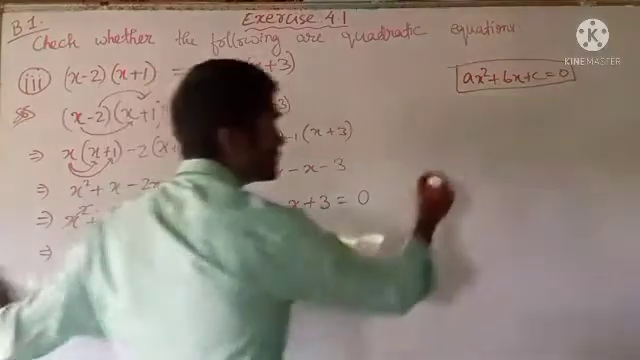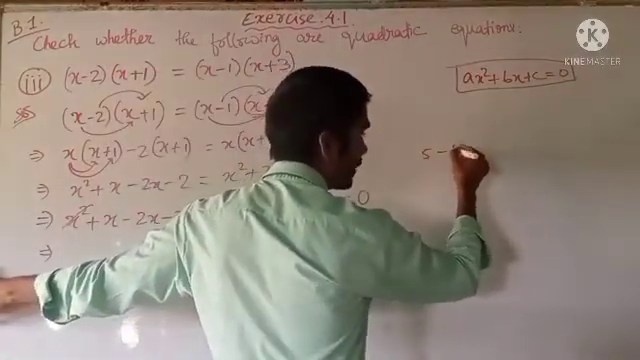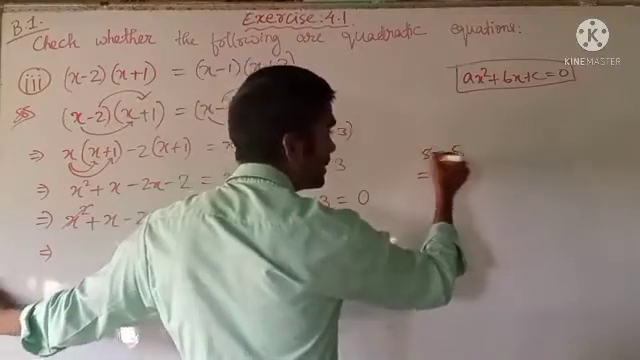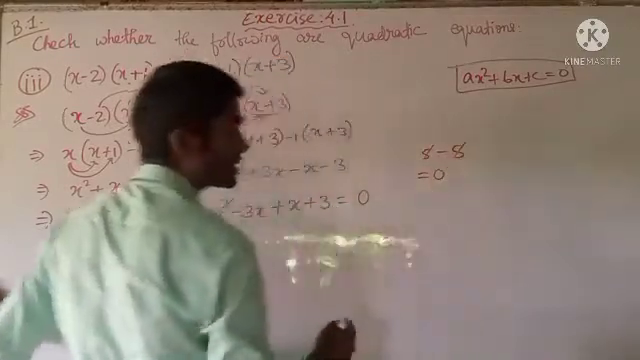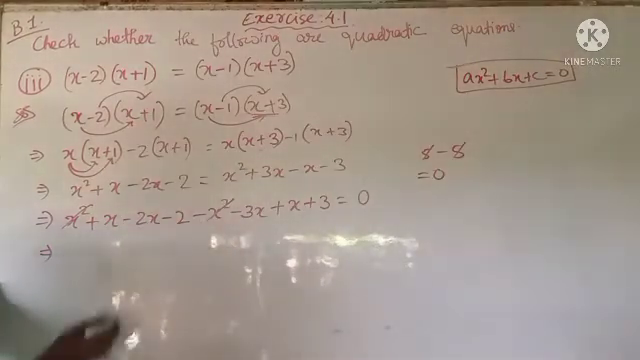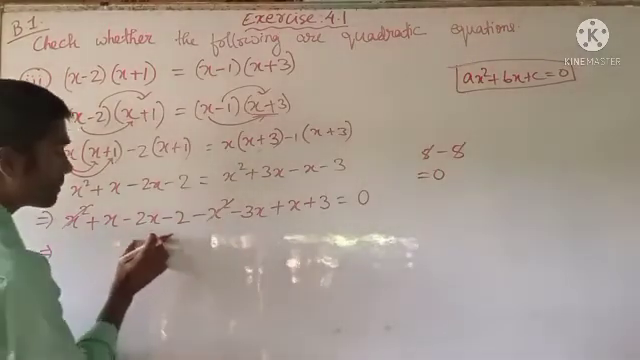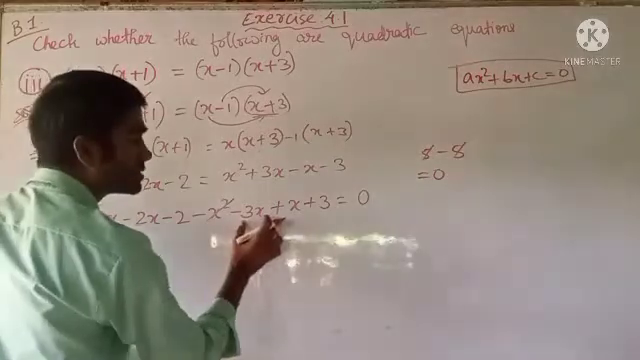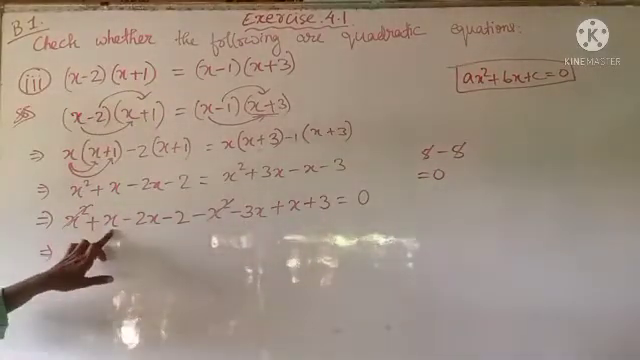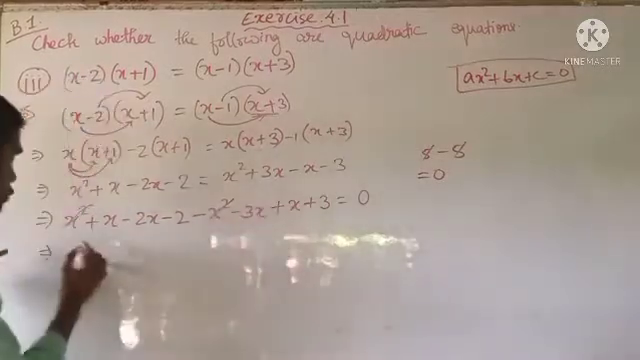That means if I say 5 minus 5, here it is plus 5, here it is minus 5, then the value will be 0 itself. So we have just cancelled them. Now here plus x minus 2x, again minus 3x plus x. So here plus x and plus x will give 2x.